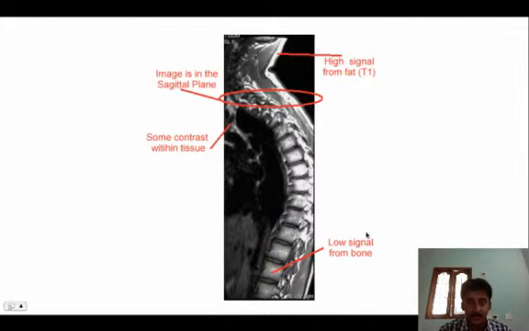So let's have a T1 weighted image here. Here we have a T1 weighted image, which has a high signal from fat, and low signal from bone. So this is a T1 weighted image.